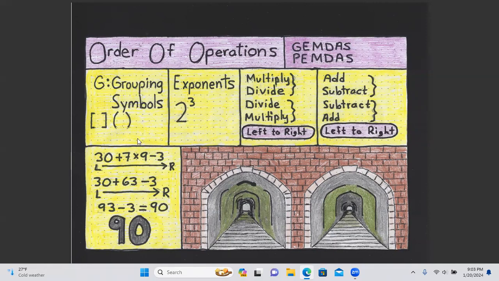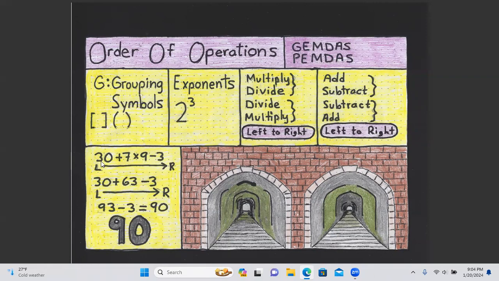But in this case, is it necessary to use brackets? Well, we'll find out because we have our first case study problem right here, our first big example, 30 plus 7 times 9 minus 3.